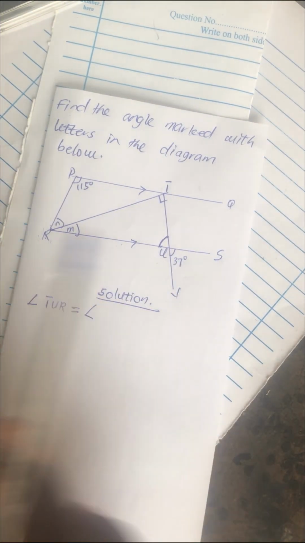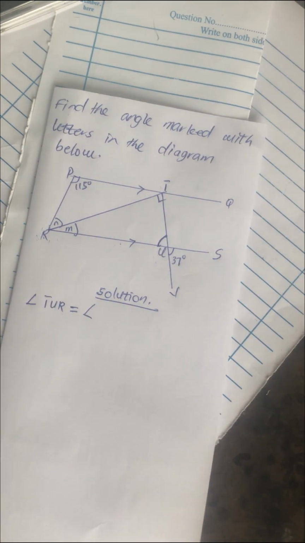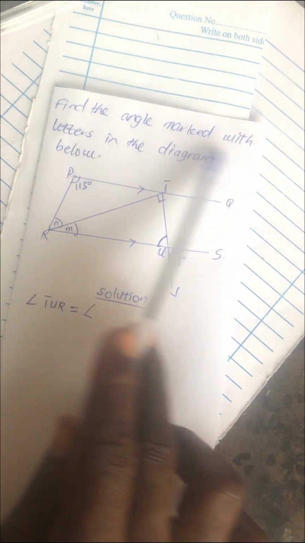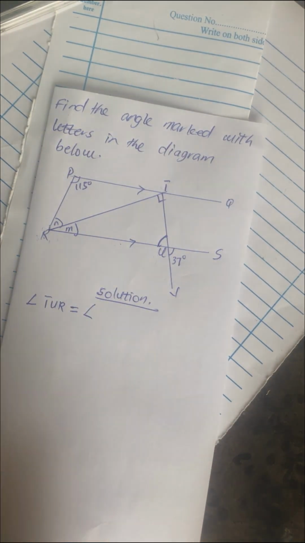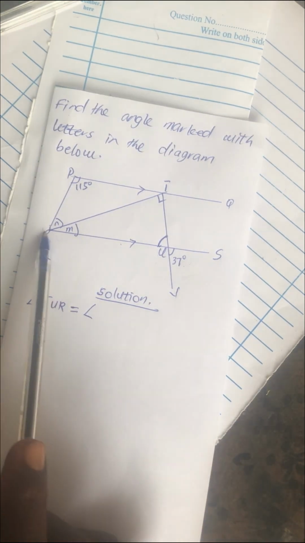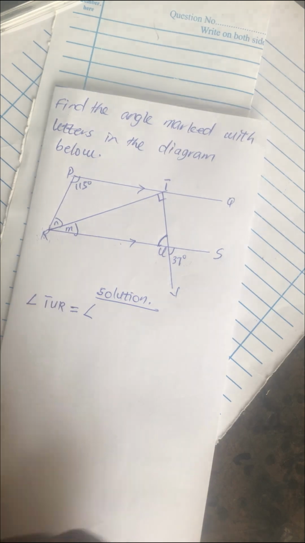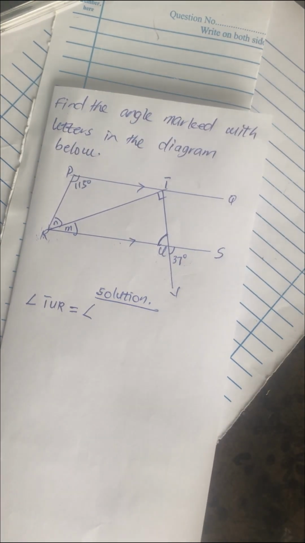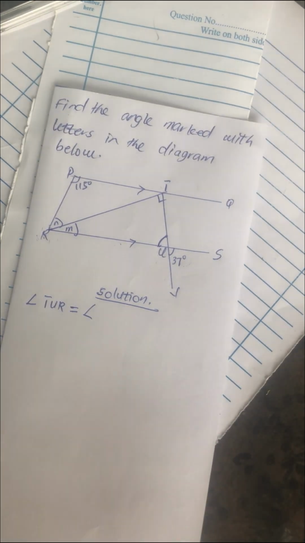There's a question on plane geometry, angles. We should find the angle marked with letters in the diagram below. This is a diagram. There are letters N and M in the diagram, and we are asked to find the values of these two letters.